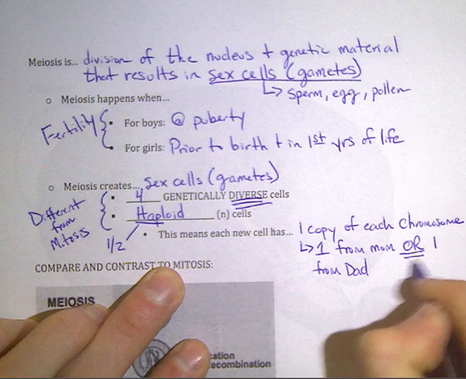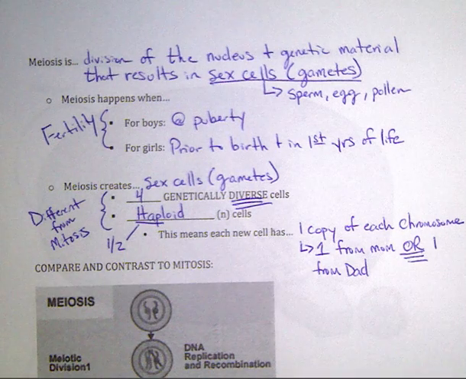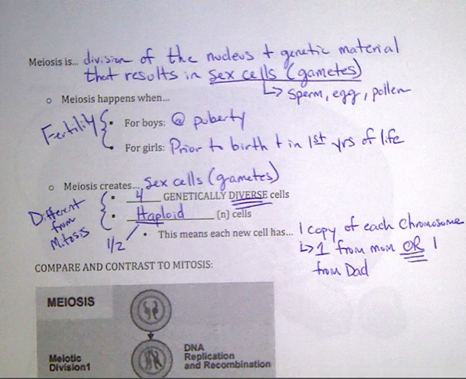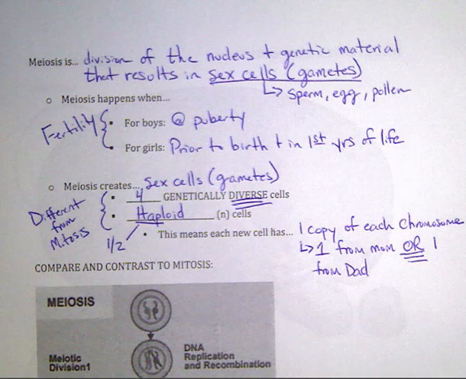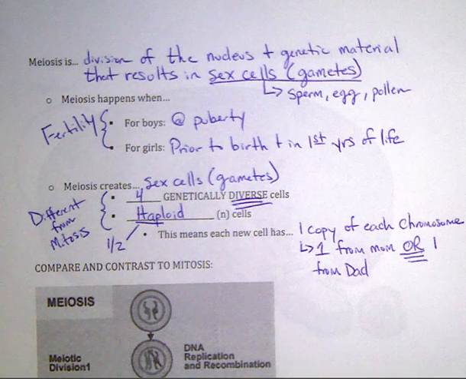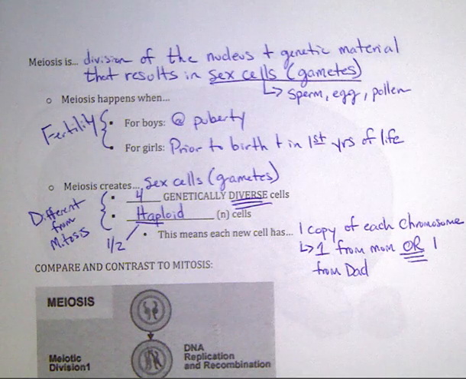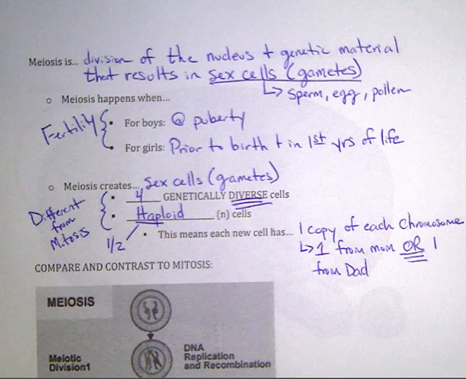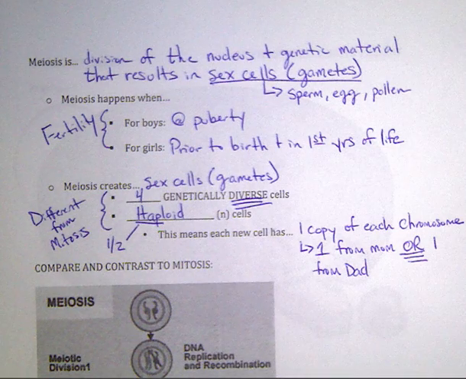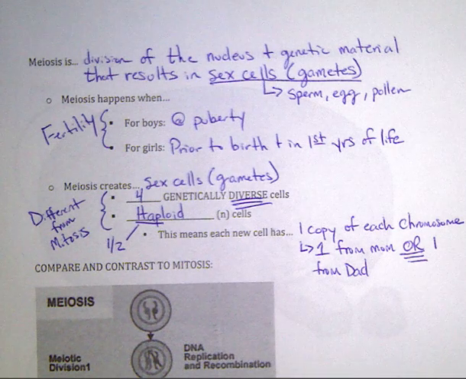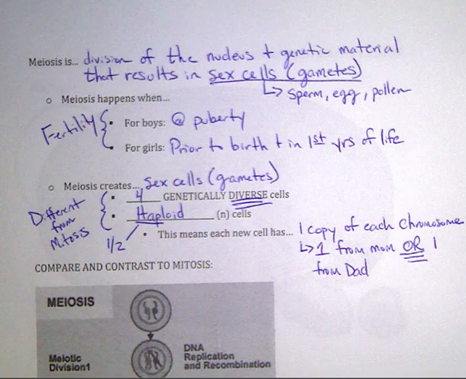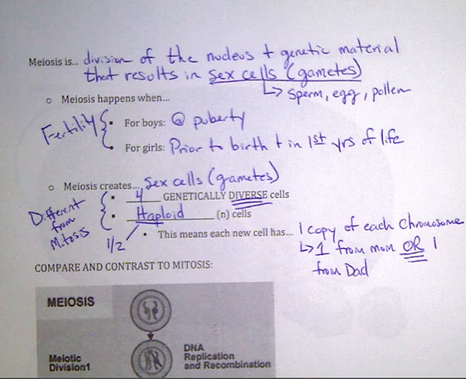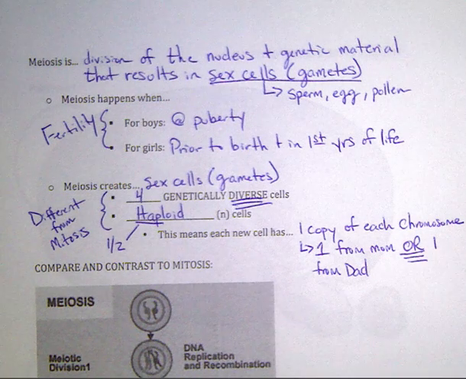This word "or" is key. When we were talking about mitosis, we used the word "and." We were making diploid cells, cells that had 2 copies of each chromosome. We got 1 from mom and 1 from dad. In meiosis, we're making haploid cells. You either get 1 from mom or 1 from dad. This is one source of that genetic diversity.